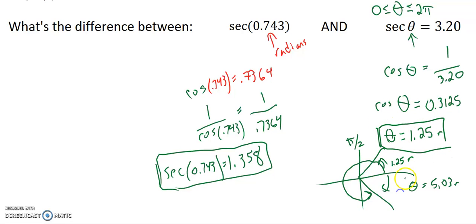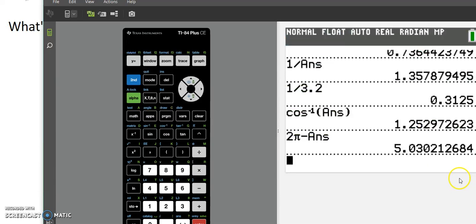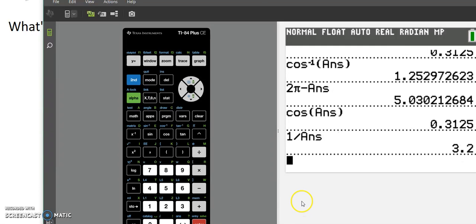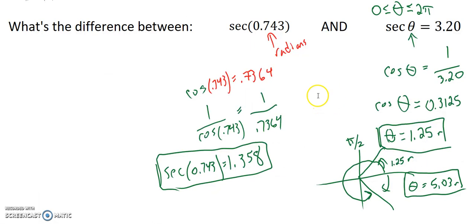We talked about in class, how can I check that these are my correct values? I can go the other direction. If I take the cosine of 5.03 radians, I should get 0.3125. Just like if I take the cosine of 1.25 radians, I will also get 0.3125. And of course, the reciprocal of that ratio is 3.2, which was what I was solving for.